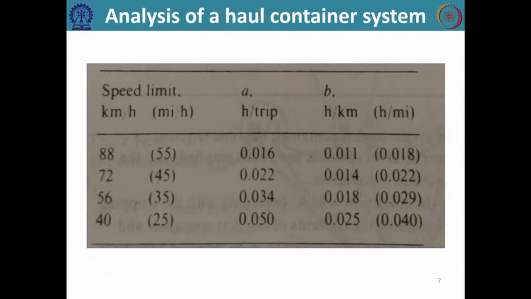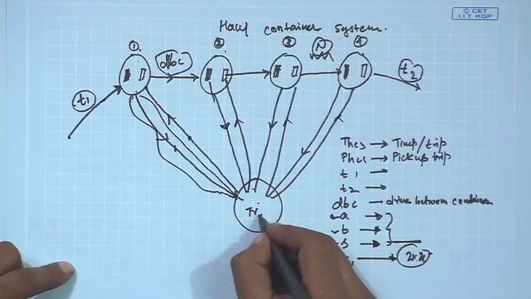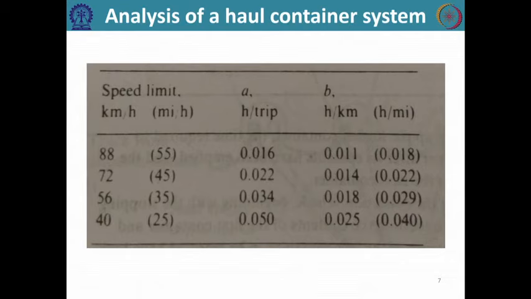Before solving the numerical, take a quick look at the table that I was talking about: the A, B, C, X values. The S value is nothing but the time spent in the transfer station. So, you can see that for different speed limits, the A value and B value change. Speed limit can be in kilometer per hour, and also the same value can be in mile per hour.